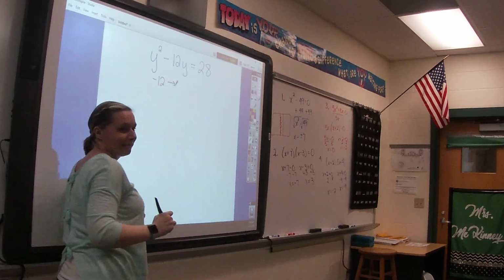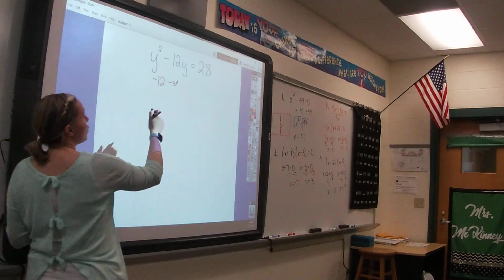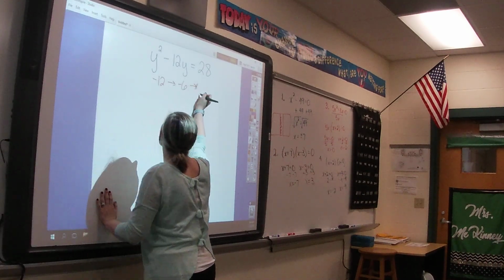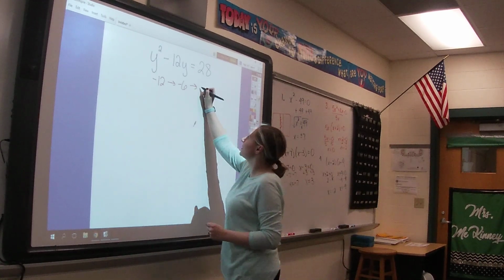Wait, you can't... Do what? Once you divide it by 2, you get negative 6, but you can't square negative 6. Yes, you can. You can square it, you just couldn't square root it. Oh, yeah. So negative 6 squared is positive 36.